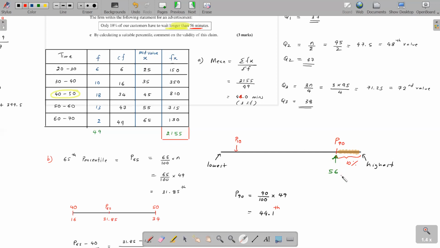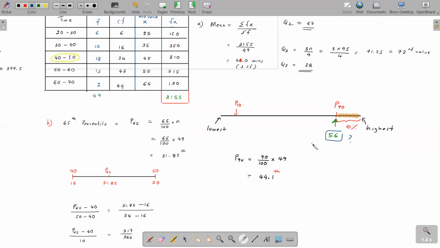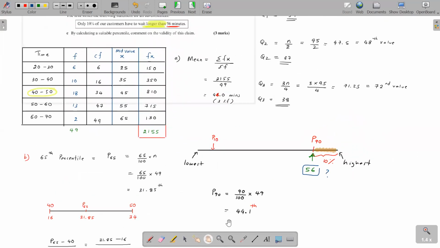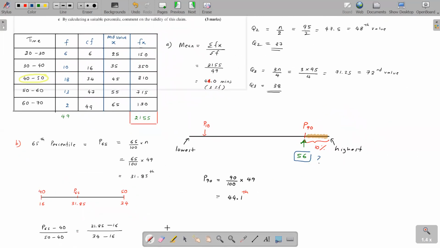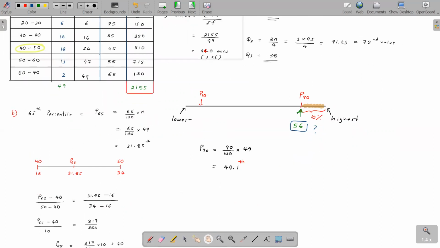We need to check whether this value is 56 or not. Is it 56 or is it not 56? Is this true or not? Is it 56 minutes or is it more than 56? Are they trying to make it look better than it is? Let's see. Use linear interpolation quickly and let's check the true 90th percentile. So what is the true 90th percentile? P90.